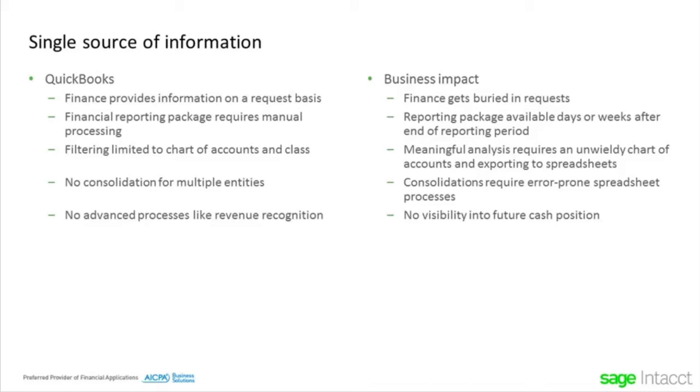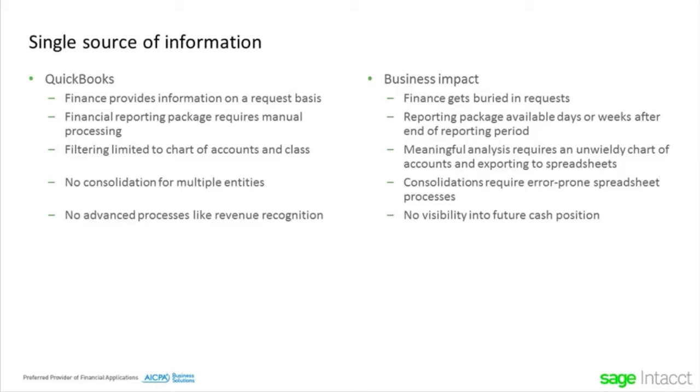Filtering is limited to the chart of accounts and class, which is what you have in QuickBooks, right? You can just look at the chart of accounts and class. To get any meaningful analysis means that you have to build out your chart of accounts until it becomes unwieldy, right? You're building multiple repeated accounts for each department and each location, really bloating the chart of accounts. And then you're exporting to spreadsheets to do the kind of filtering you need to get the right information. And so we found there are a lot of ways you can avoid this. You get more up-to-date information if you can avoid that, and you get a more manageable chart of accounts. So I'm going to point out a little bit about that as we go along.